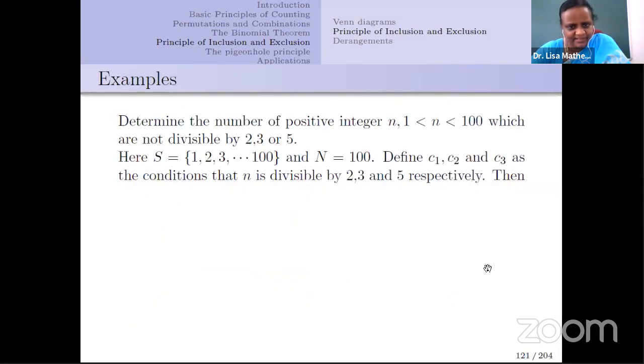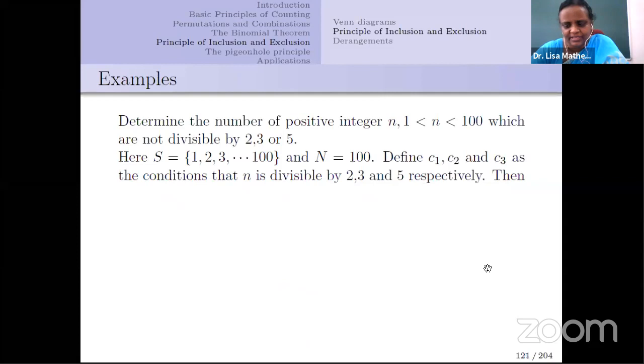Again, let me illustrate what I've been saying with an example. I want to find the number of positive integers n which lie between 1 and 100 and which are not divisible by 2, 3 or 5. Now here in this case S is the set 1, 2, 3 and so on up to 100, and capital N is 100. Now I define the three conditions C1, C2, C3 as divisibility by 2, divisibility by 3 and divisibility by 5.